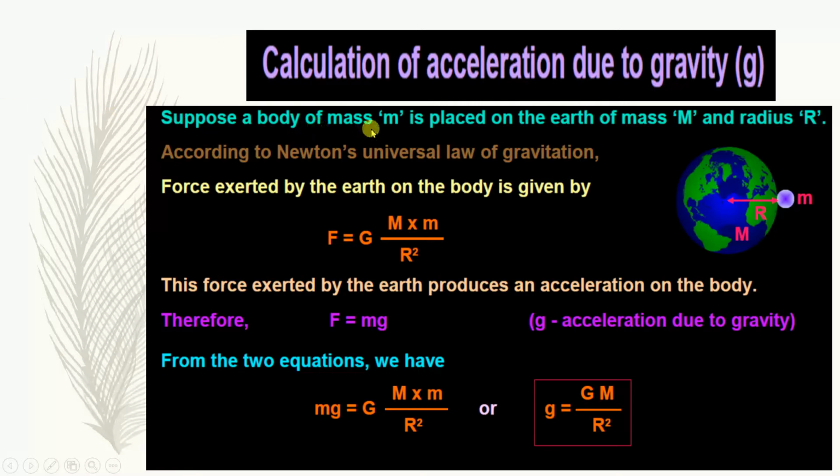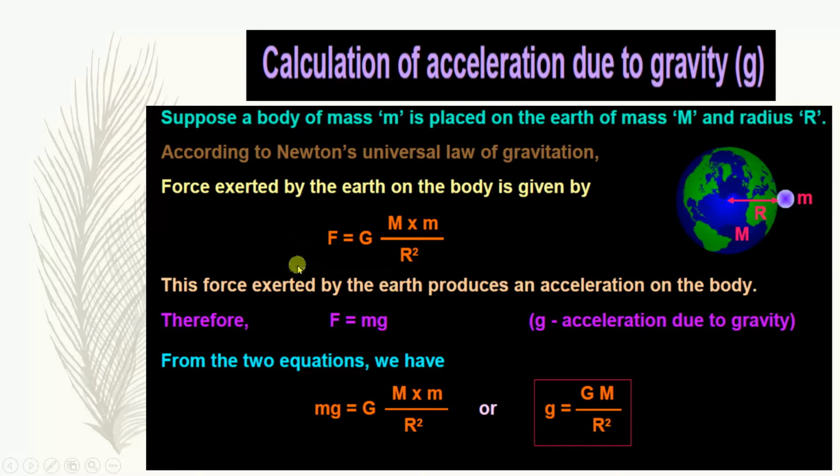Suppose a body of mass m is placed on the earth of mass capital M. Now the earth's mass is capital M, the body's mass is small m, and the radius of the earth is r. According to the universal law of gravitation that we have already studied, F is equal to G M m upon r square.